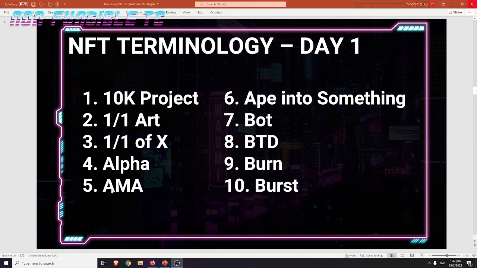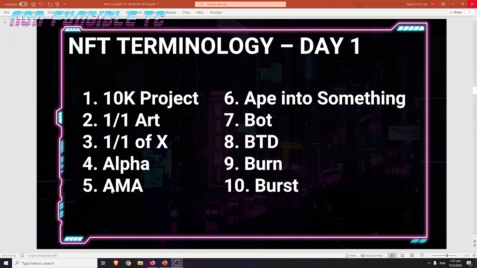The sixth one is Ape Into Something. The phrase comes from the ape together strong meme. To ape into something refers to rushing into buying an NFT in an irresponsible manner, out of FOMO, and investing too much money in relation to your savings and or without doing much due diligence or research. So when you ape into something, it's kind of like FOMO, right? You immediately jump into things without doing your due diligence or research.